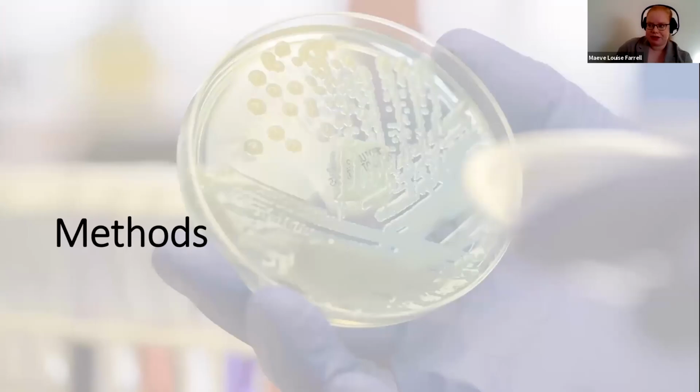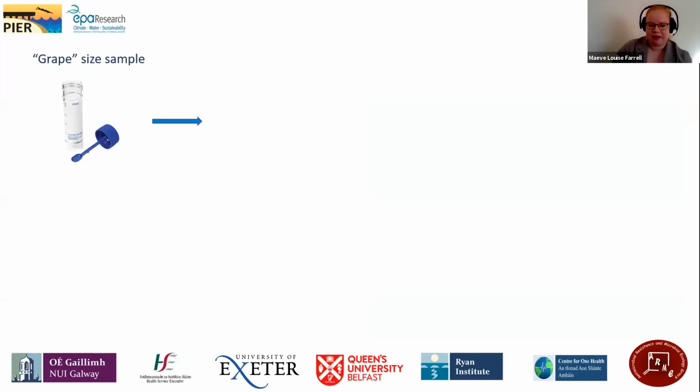And briefly, I'm just going to introduce you to the laboratory methods for PEER. So essentially, very scientifically, we ask them to provide a grape-sized fecal sample. So we send them out a pack with a survey, and they return this pack with the fecal sample and the survey included in the consent form.